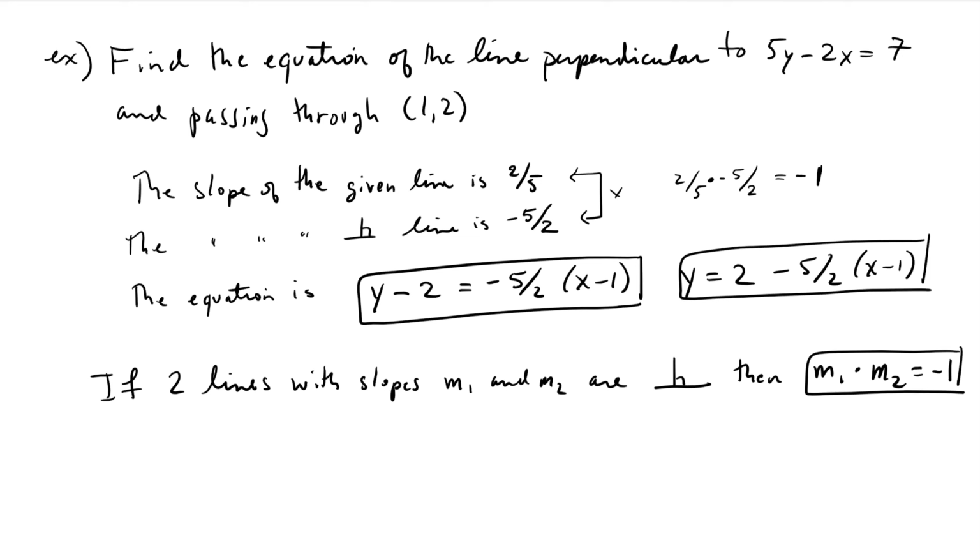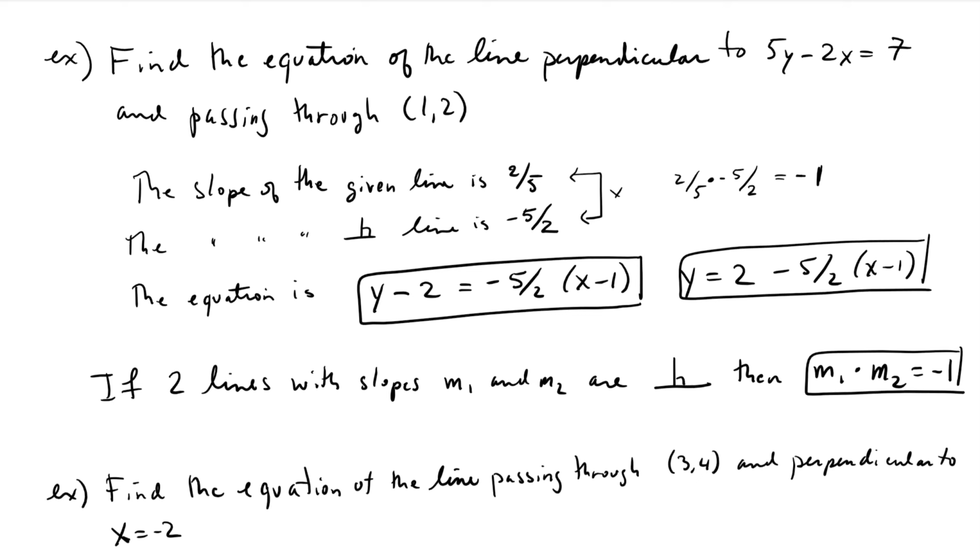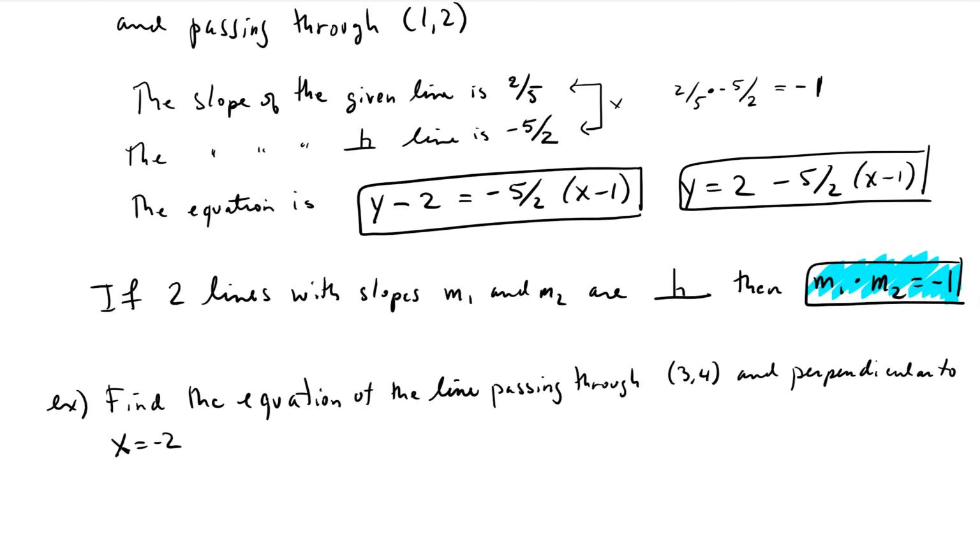So we'll finish with one quick example. We want to find the equation of the line passing through (3, 4) and perpendicular to x equals minus 2. So it's very tempting to use this in order to recover the slope of our perpendicular line. But look, we're given a line x equals minus 2. x equals minus 2 is a line like this, right? All the x coordinates of points on this line are negative 2. It's a vertical line, okay?